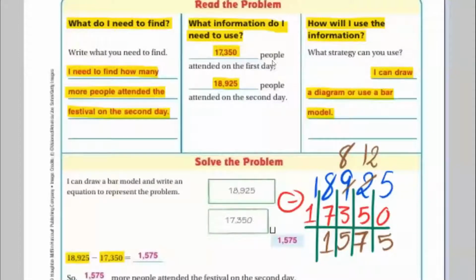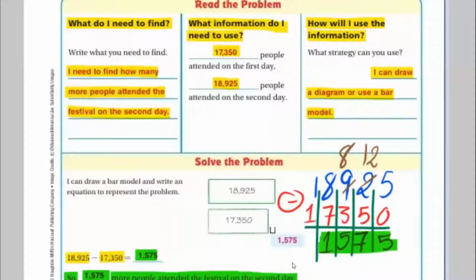So our answer here will be 1,575, like that. So we can say 1,575 more people attended the festival on the second day. Okay guys, let's move to the next page.